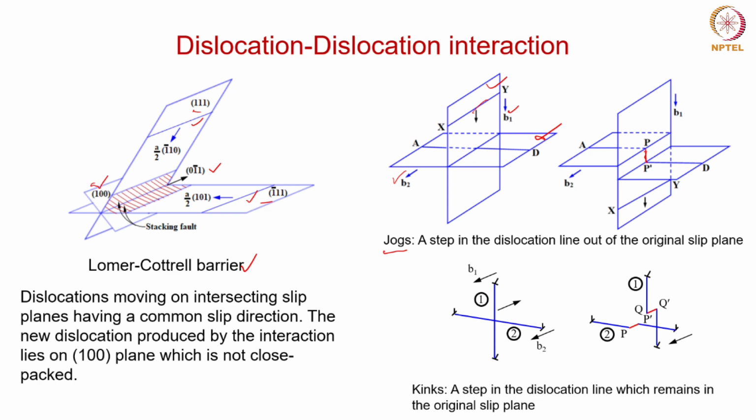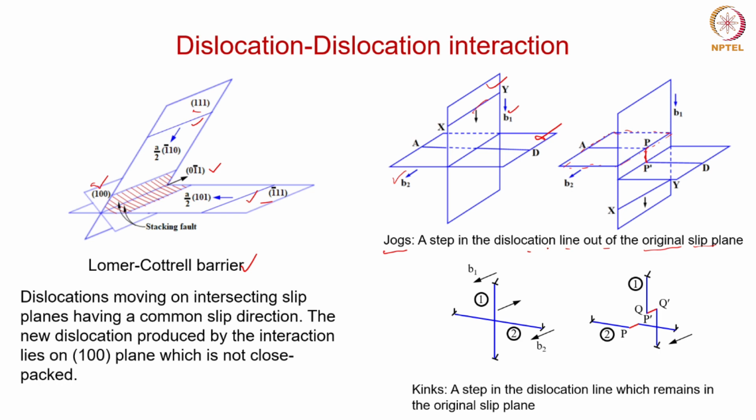So a jog is a step in the dislocation line out of the original slip plane, as you could see over here, right? So the original slip plane in this case was this particular plane on which it was moving, right? This plane. But it is lying out of that plane. So if you have a step like that which lies out of the slip plane, then it will be known as a jog, right? So the interaction of two edge dislocations in this manner will create a jog, right?